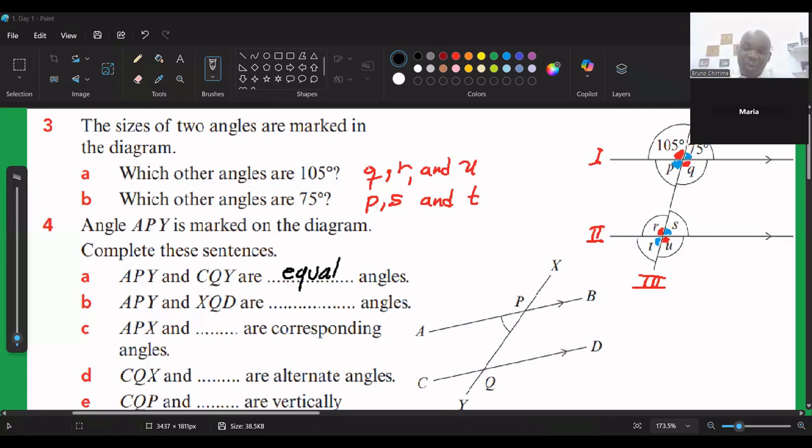So here, they are corresponding angles. So where a transversal crosses parallel lines, 4 angles are formed. Angles A and E are corresponding angles. So this is what we call them, corresponding angles.